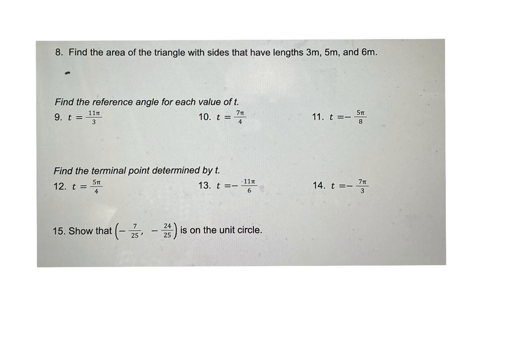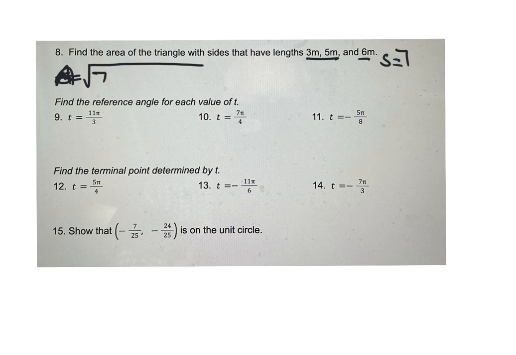Number 8, find the area of the triangle. This is the Heron's formula we did last week. You need to find S, that should be area, sorry. You need to find S first, though. S is a semi-perimeter, so add up all the sides and cut it in half. 3 plus 5 is 8. 8 plus 6 is 14. So the semi-perimeter then is 7.